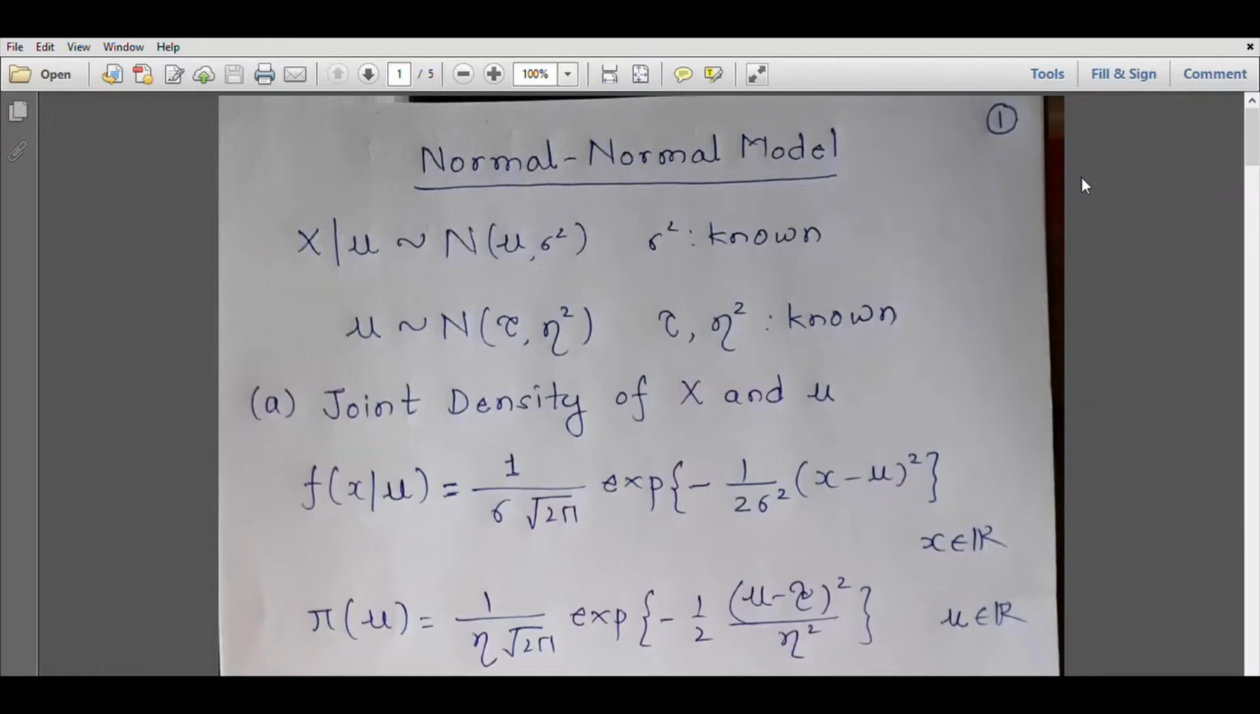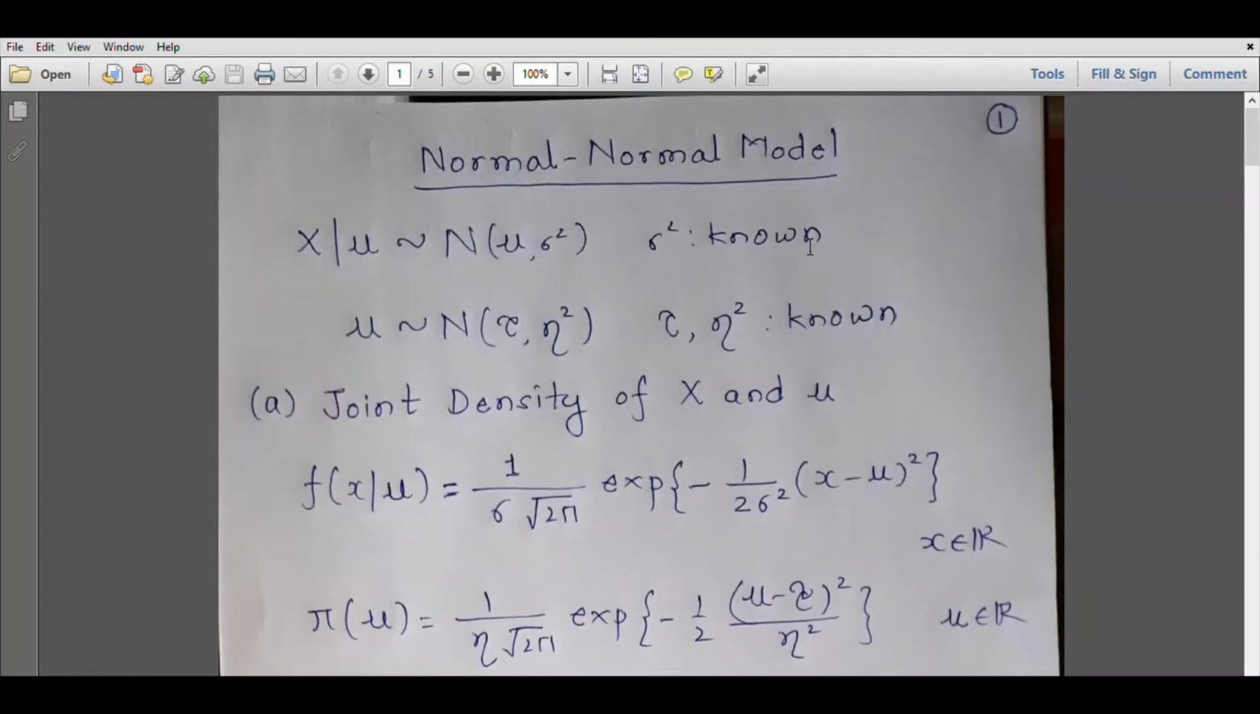So on the similar line, now let us discuss normal model. So here the observation is coming from normal distribution with mean mu and variance sigma square, and the normal mean mu has again normal distribution as prior distribution with mean tau and variance eta square. Here the parameters tau and eta square, which are called hyperparameters, are known. Similarly, the variance of this normal distribution, which is sigma square, is also assumed to be known.